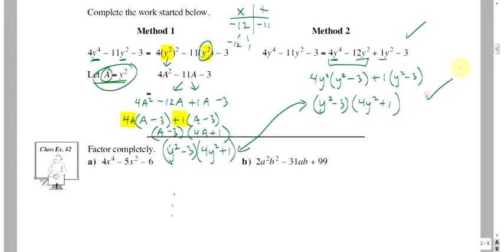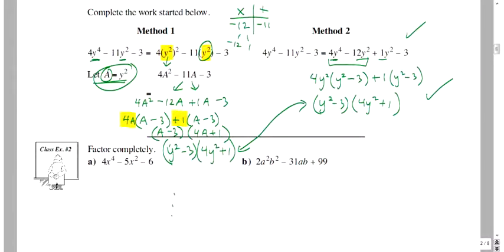Is this, I think, less confusing? Do we agree? Yeah, okay. So when you get y to the 4, or maybe a 6th power, maybe an 8th power, I don't know if substitution is really going to help.